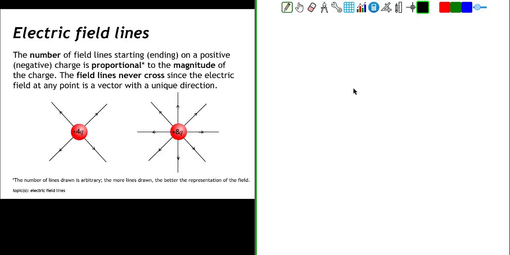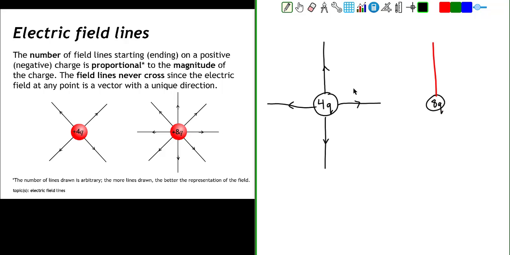So from this diagram, we see that the charge on the left, the 4q, has half the strength as the charge on the right. The reason why the 4q charge has half the strength is because it has half the number of electric field lines. So let's say I depict our 4q like this, and let's depict our 8q charge like this.